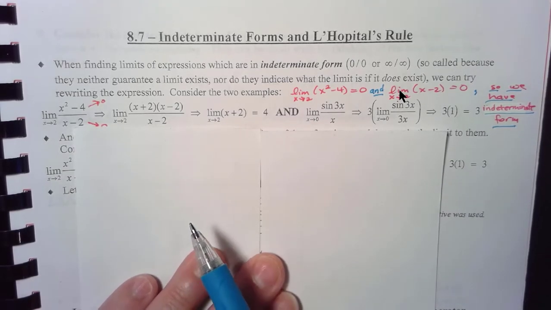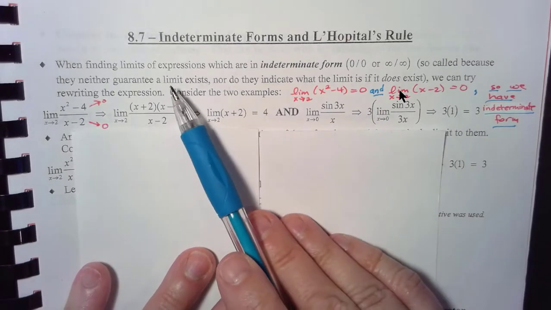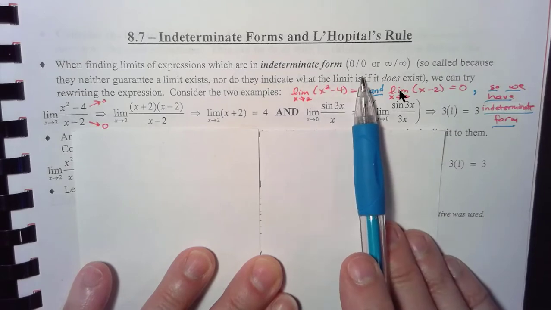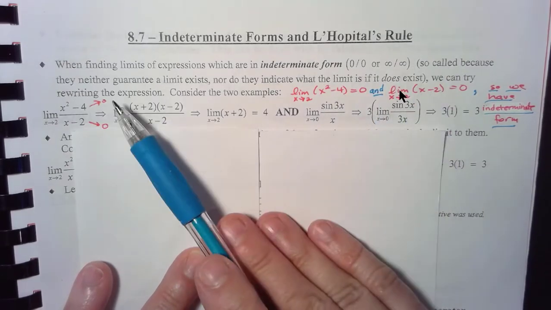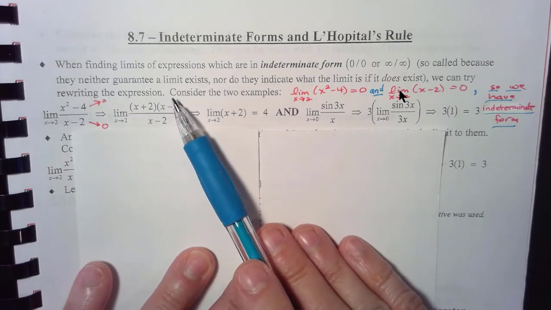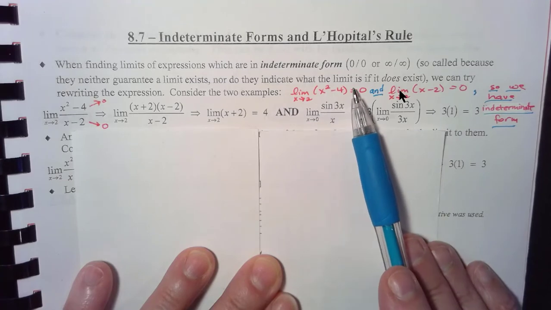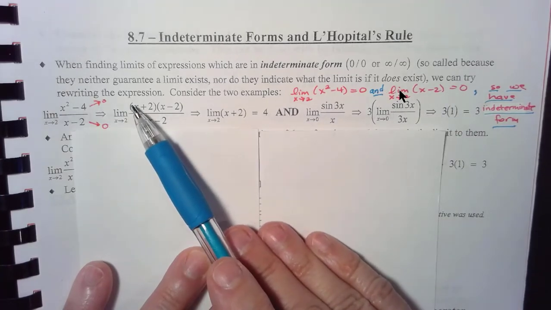Section 8.7, Indeterminate Forms and L'Hopital's Rule. When finding limits of expressions which are in indeterminate form, that would be 0 over 0 or infinity over infinity, so called because they neither guarantee a limit exists, nor do they indicate what the limit is if it does exist. We can try rewriting the expression.